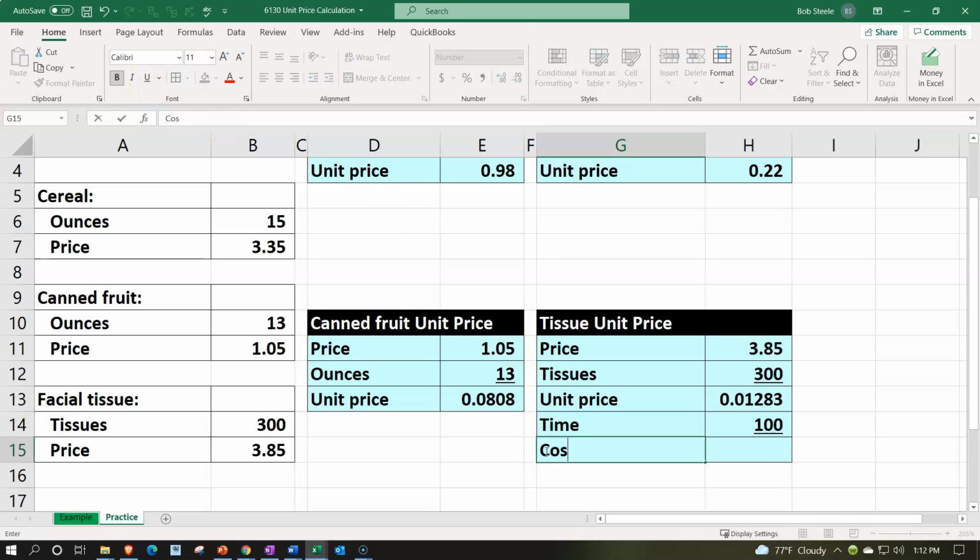And that would give us the cost, not per tissue, but per 100 units, tissues being the units that we're talking in. So we're going to say this equals the 0.01283 times 100. So then we can add some decimals, number group, couple decimals. We're talking $1.28 per 100 tissues, which, again, could be a technique to add some more units to it.